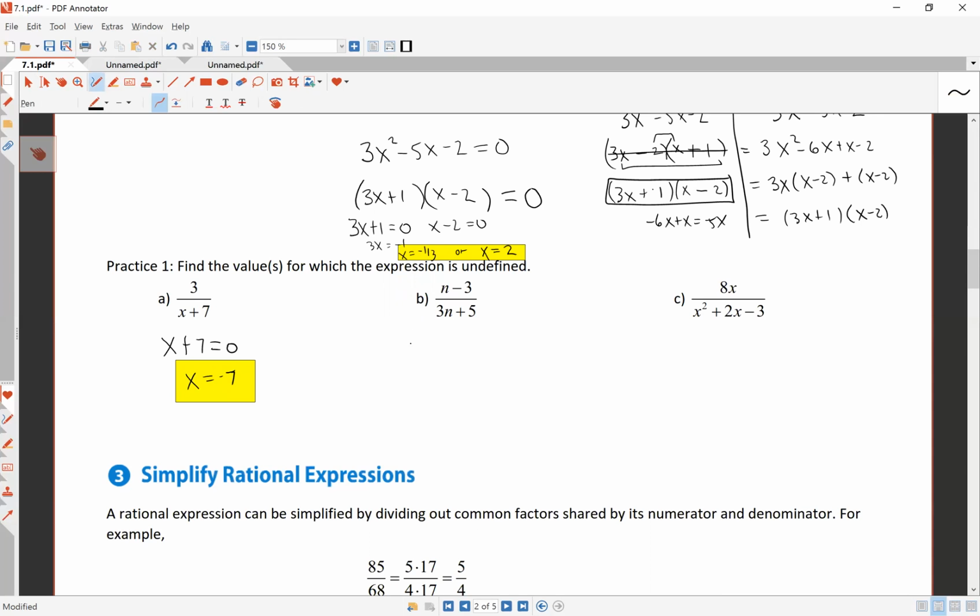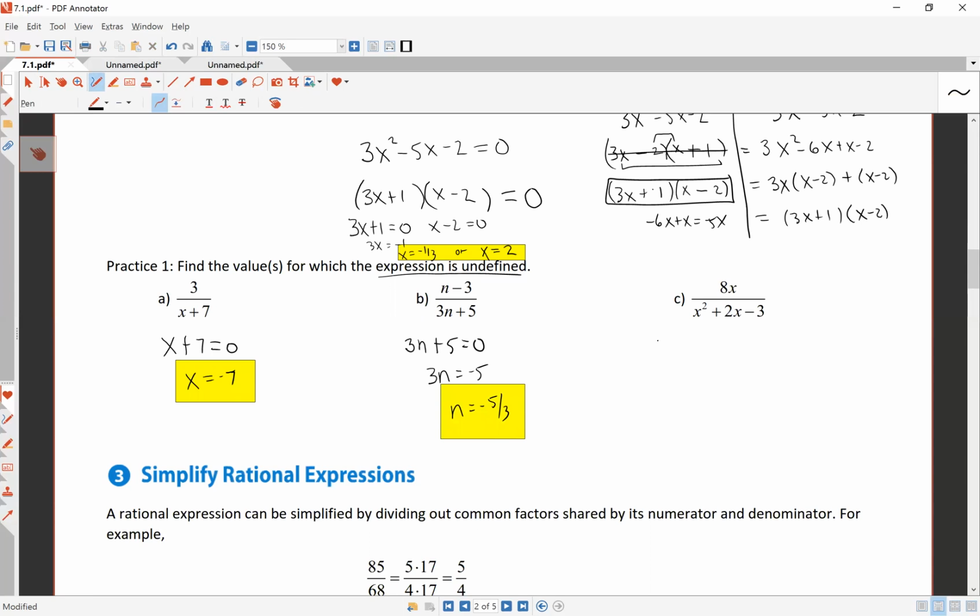If you have 3n plus 5 in the denominator, when that equals 0, it will make the expression undefined. We subtract 5 from both sides and divide by 3, and this time we get -5/3. That makes that expression undefined. And notice how the numerator plays no role in making an expression undefined. So we don't even look at the numerator.